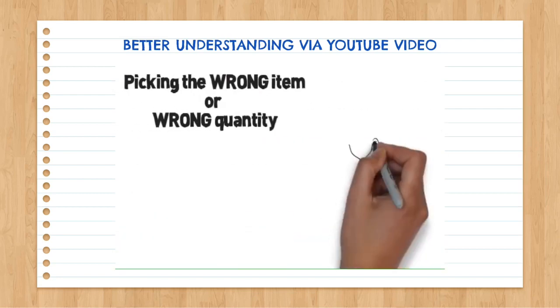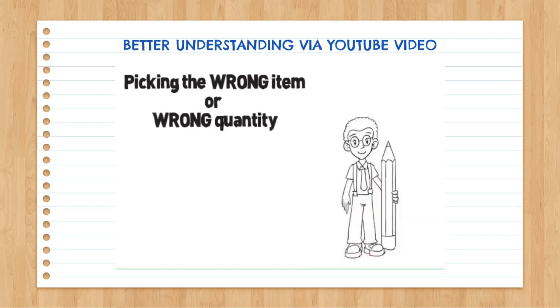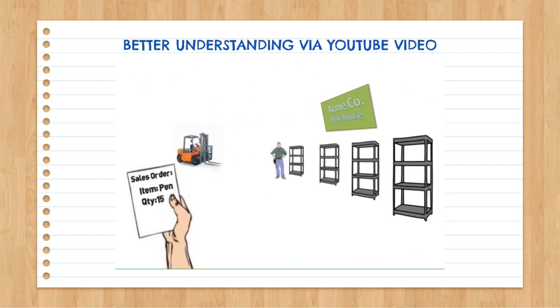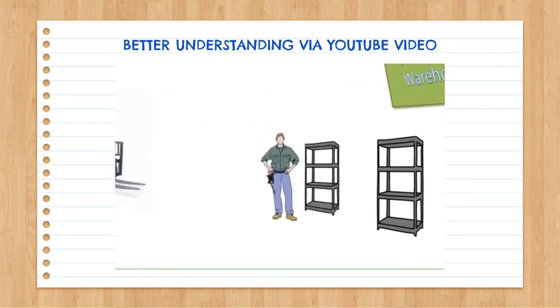Let's look at the first one, picking the wrong item or the wrong quantity. Gerald here realizes that his pencil is ridiculously large and very impractical, so he orders himself 15 new pens. He sends his order into Acme Co., and Simmons is given the responsibility to pick and pack his order. But Simmons' hearing isn't too good, so he mistakes the order for 15 hens.